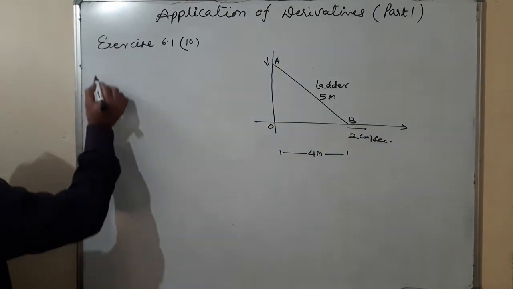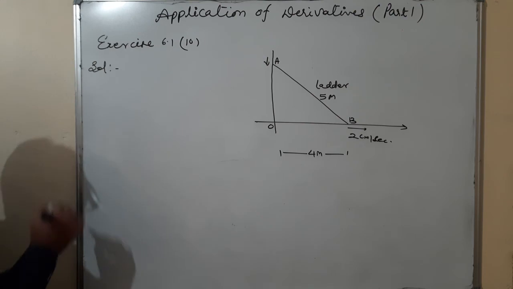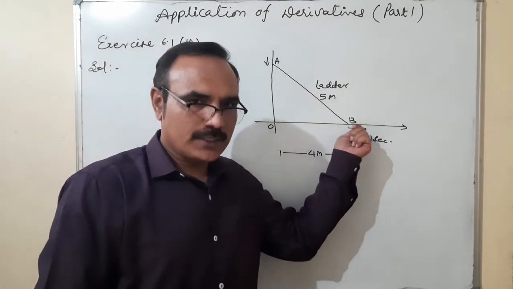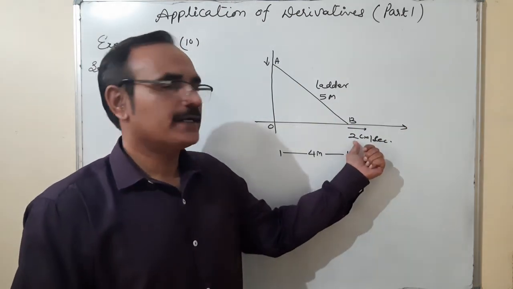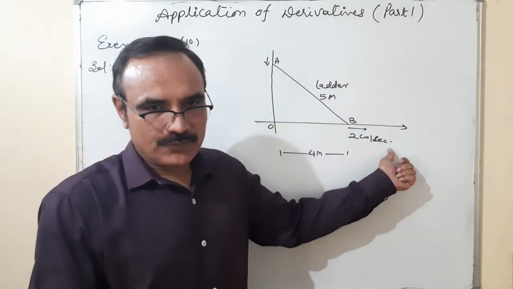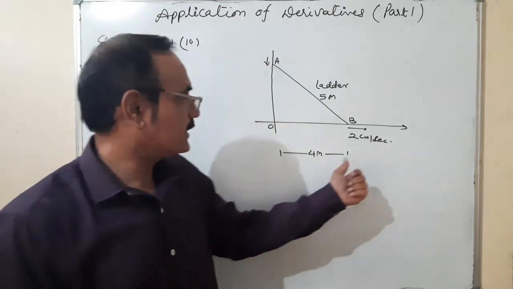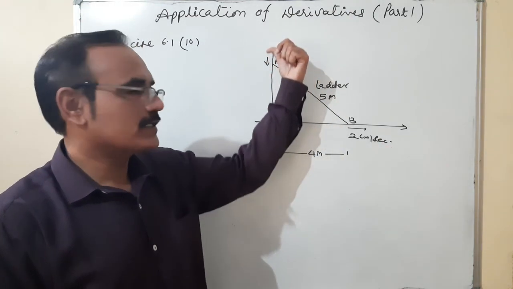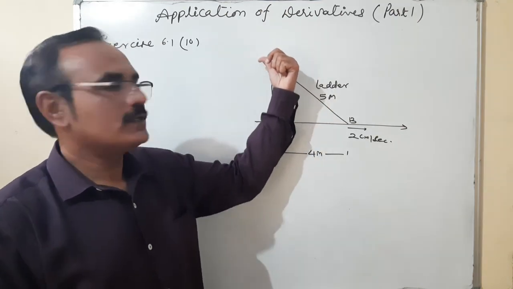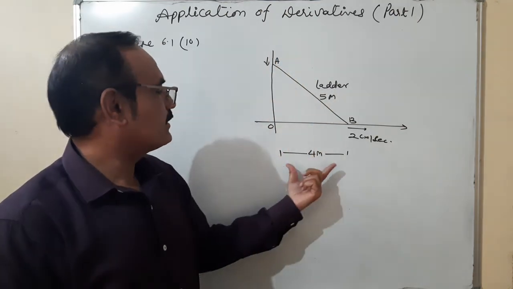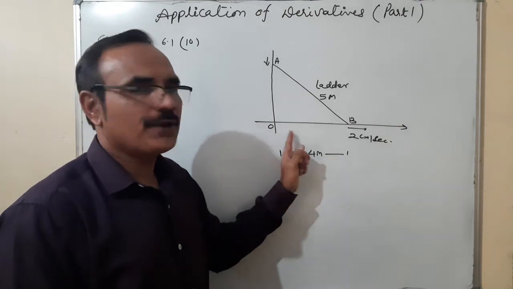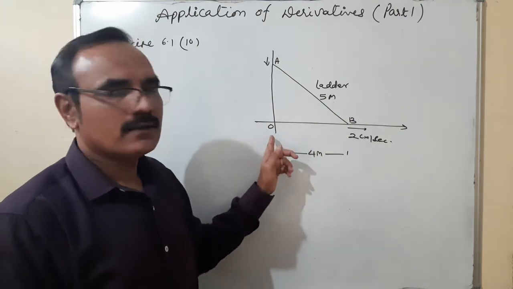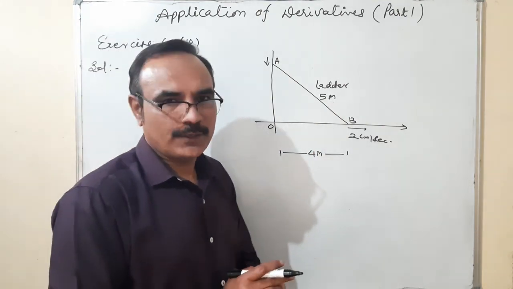Okay. Look at this. The question is clear. A ladder is leaning against a wall. Its foot is pulling away from it at a rate of 2 centimeter per second. So in the question they are asking how fast it is decreasing from the top of the ladder point, when it is 4 meter away from the base of the wall.